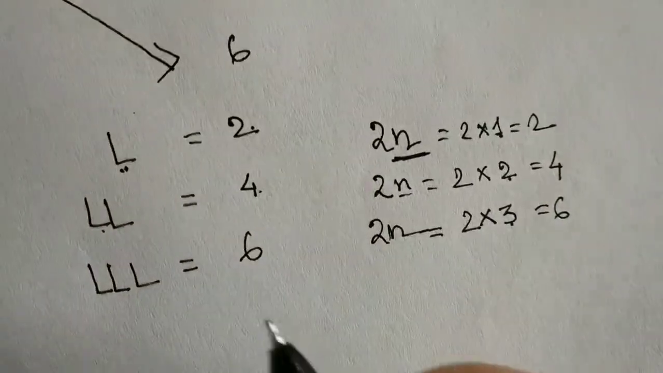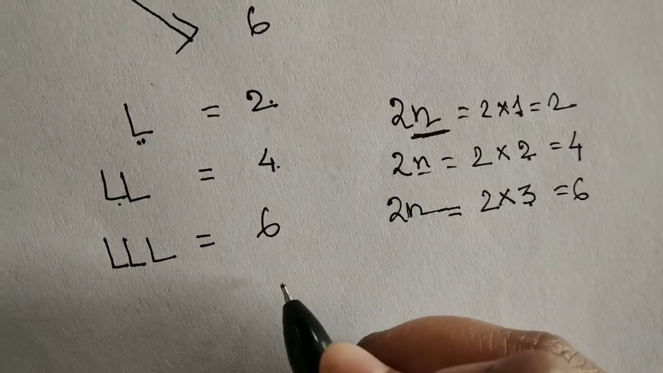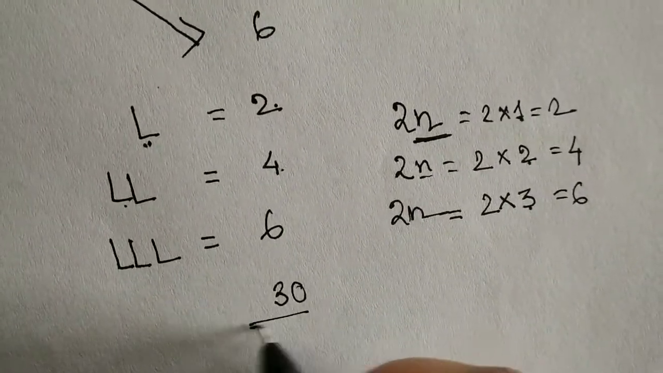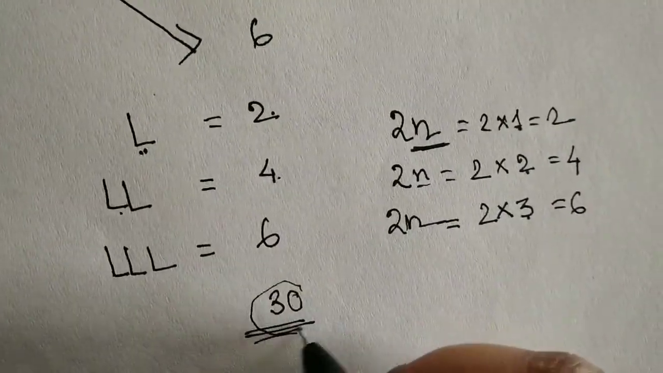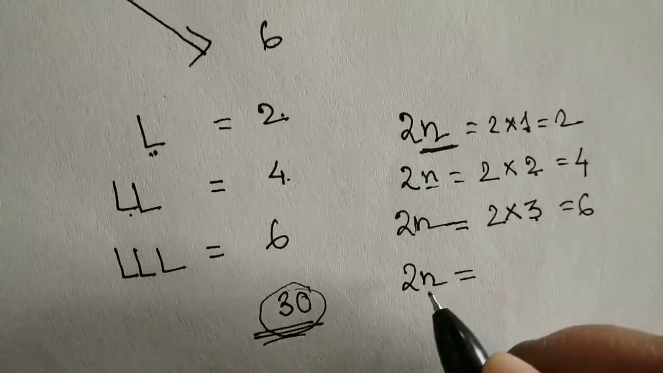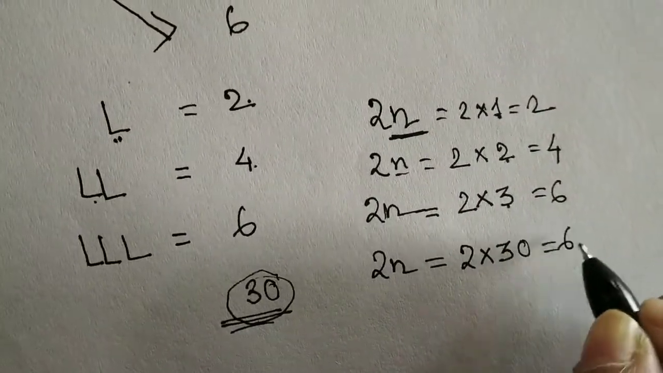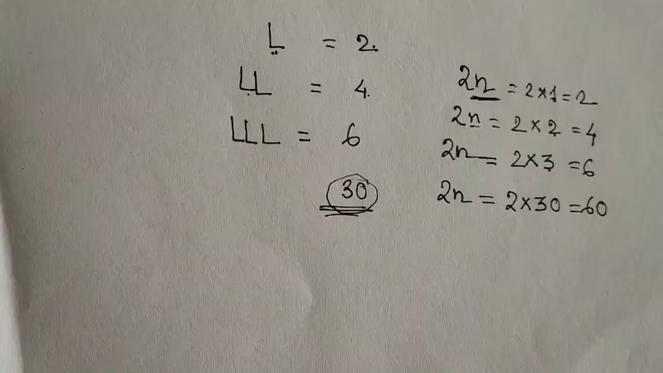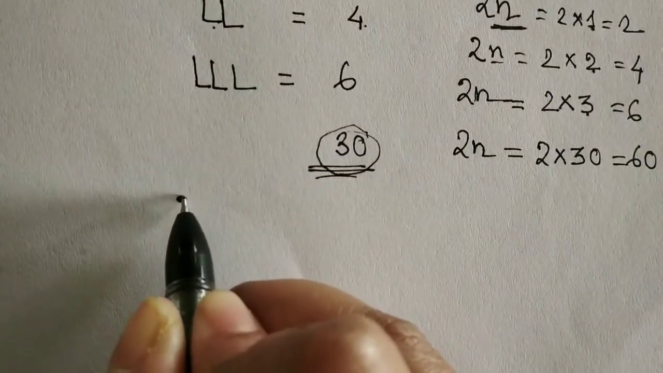Now suppose you want to find how many matchsticks are used in 30L. So how to find that? It is difficult to draw 30L. So here number of L I said 30. So here the same formula will be used. So in place of n, if you put 30, you will get the number of matchsticks used in 30L is 60.